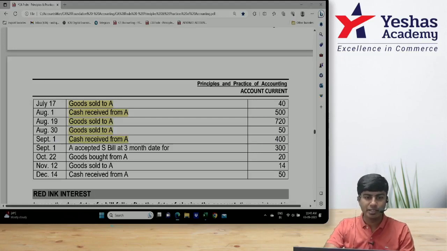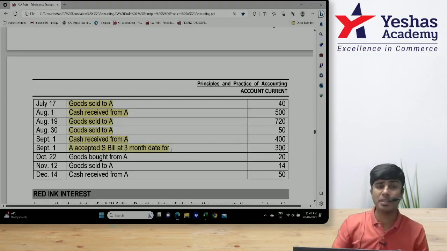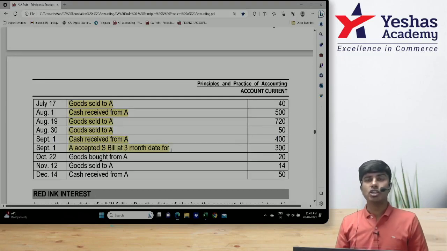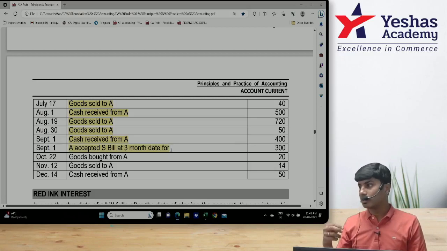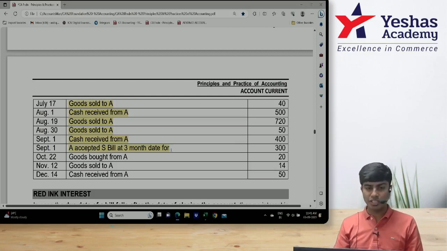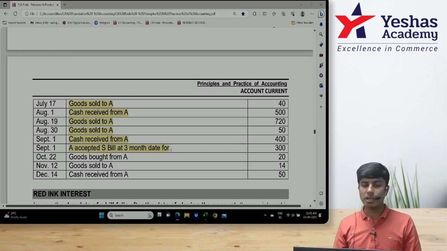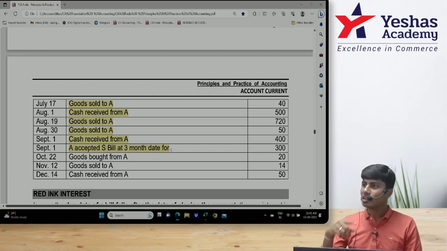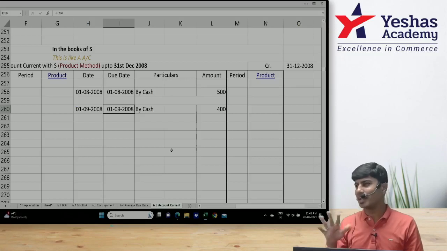After that, A accepted a bill at 3 months date. Okay, A has accepted the bill. So A is the one who's accepting. We are the one who's drawing it. Correct or not? Bills receivable account debit to. A has accepted, so who has drawn the bill? We are. Sorry, we are.